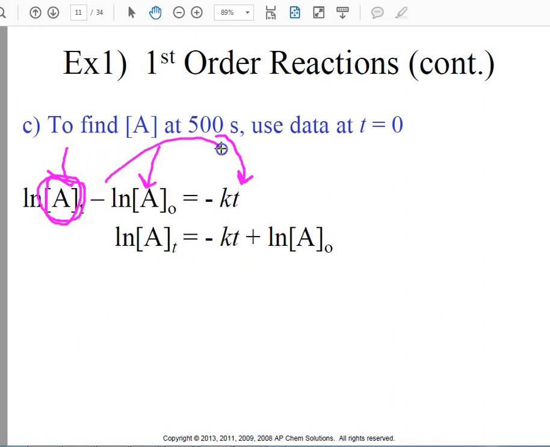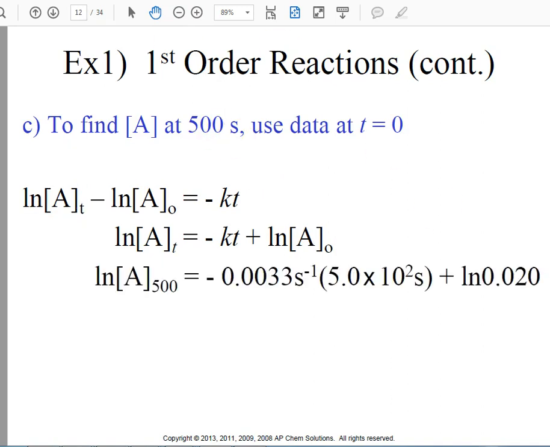So we can rearrange, move that over there. So now we have the natural log of what we're looking for equals negative kt plus the natural log of the concentration at the beginning. Right? So then we solve from there. The natural log of the concentration at time t, we just put 500 as our subscript to tell that's what the time was. This is not involved in the math right here. Equals negative K, that's from the last part, part B. Notice K has a unit of seconds to the negative 1, and then our time must be in seconds as well, so those can cancel, plus the natural log of the concentration at the beginning.